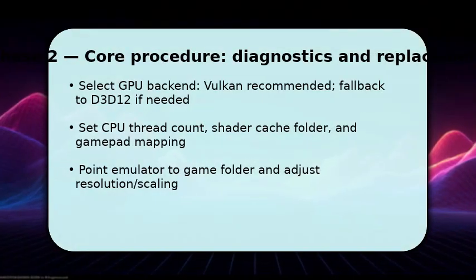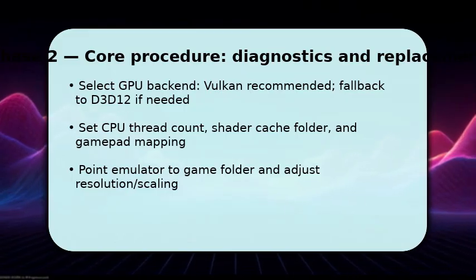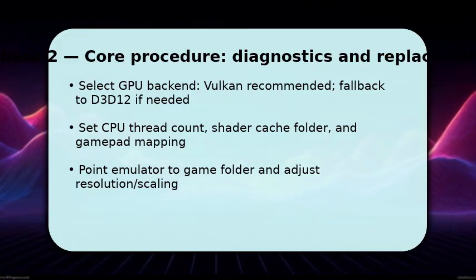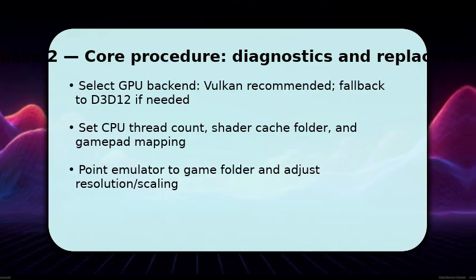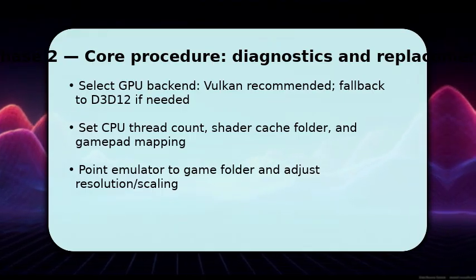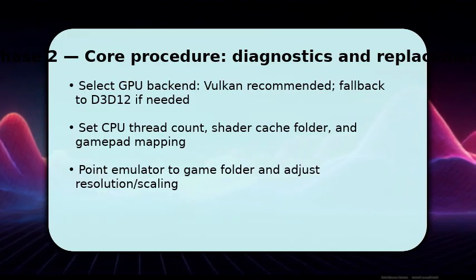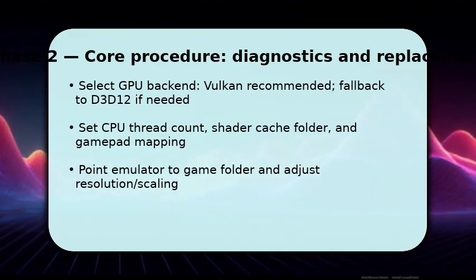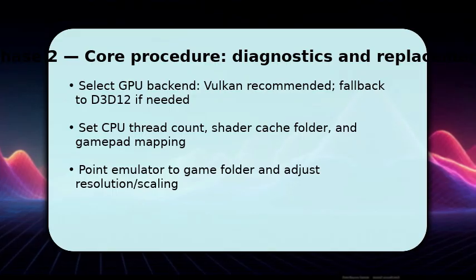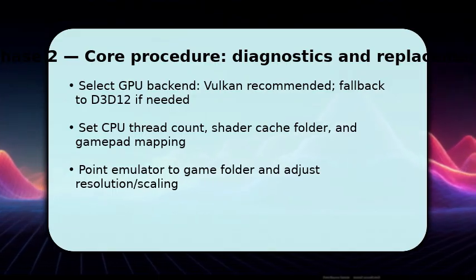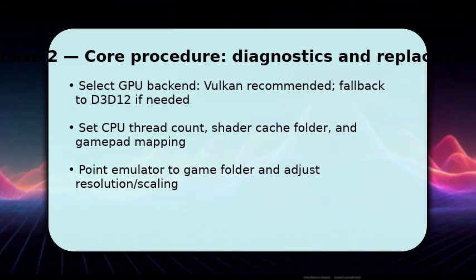You now configure the emulator for performance and compatibility. Choose Vulkan if your GPU supports it because it often gives the best speed. Otherwise, pick DirectX 12. Then set CPU thread count to match physical cores, enable shader caching, and create a dedicated cache folder. Map your controller in the input panel and point the emulator to the game folder or ISO.